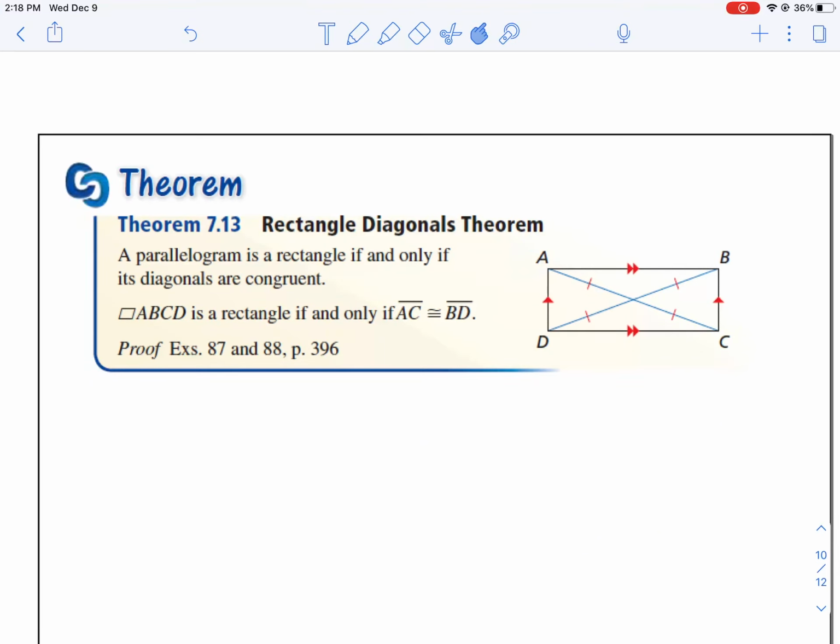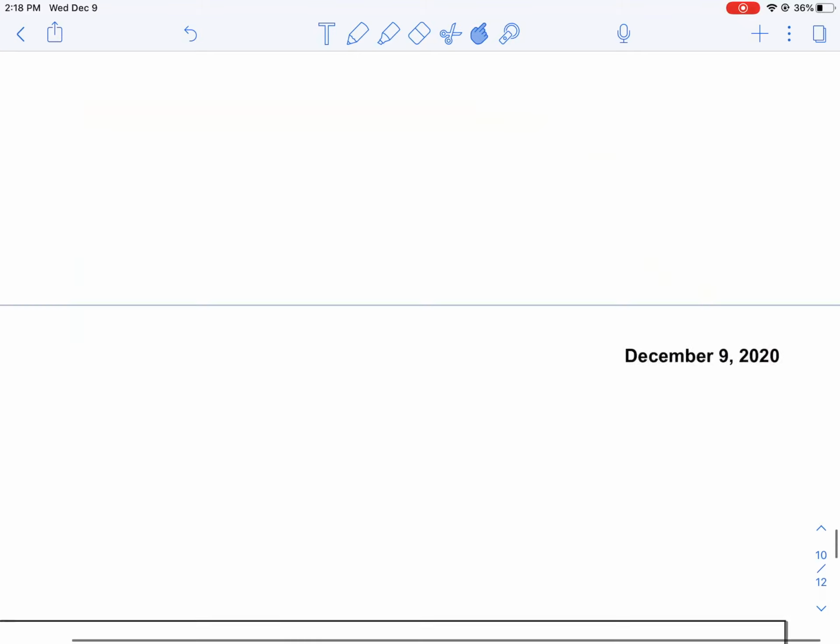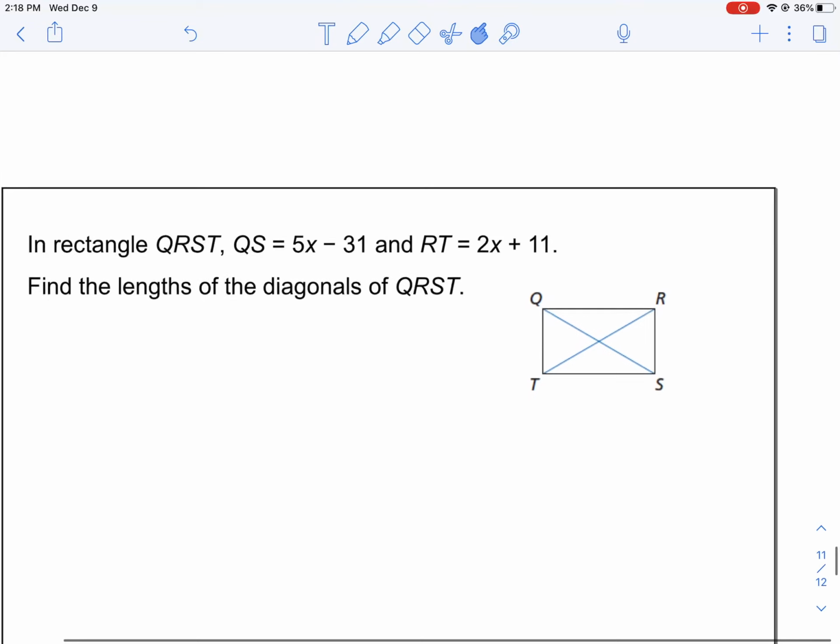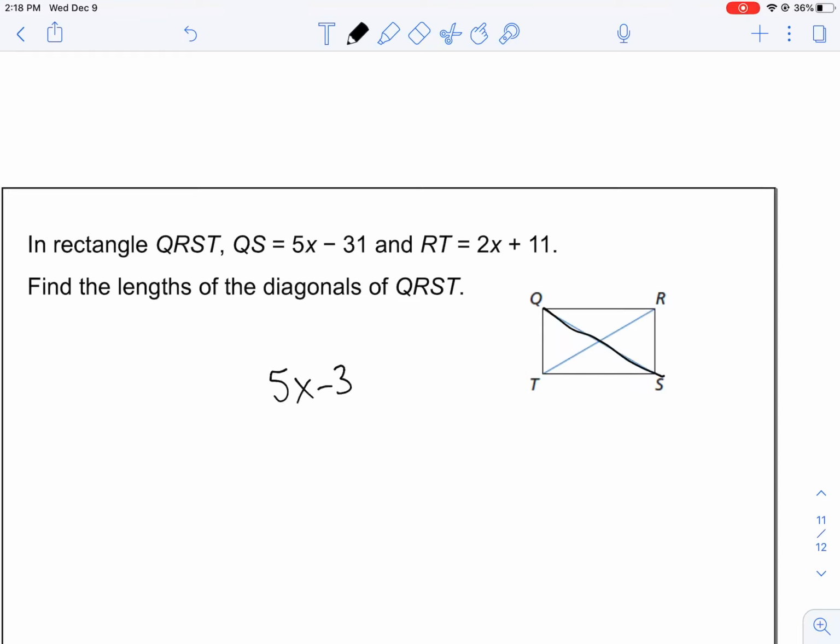Well, the next thing we learn is that rectangles have congruent diagonal halves. So when we get these diagonals, they're all the same. Interesting. Okay, so it says in this rectangle, QS, this side, is 5x minus 31, and RT is 2x plus 1. But we know since this is a rectangle, those should be equal.